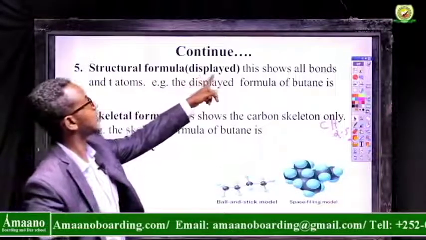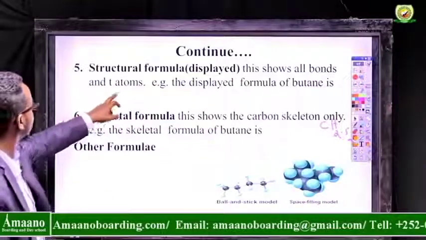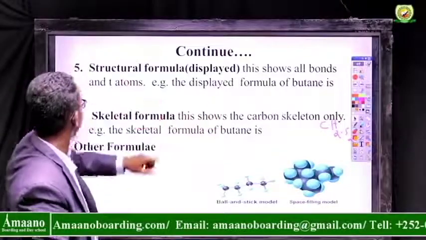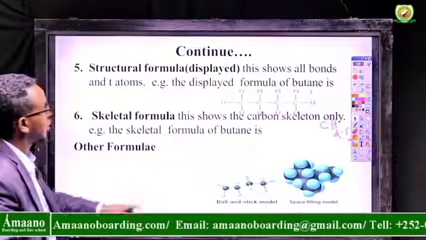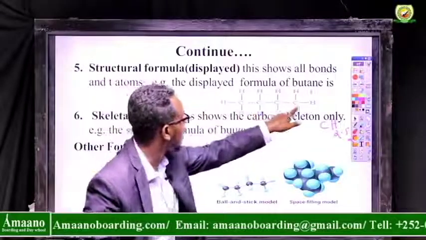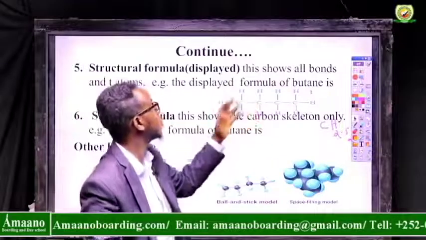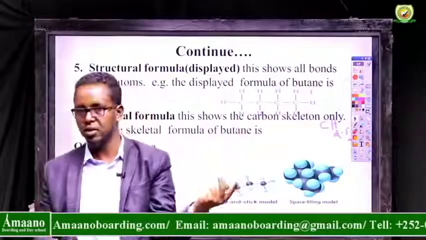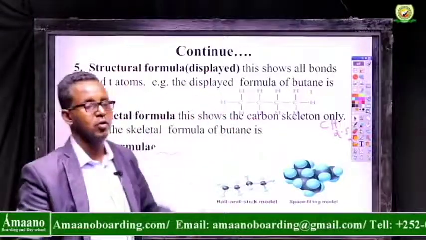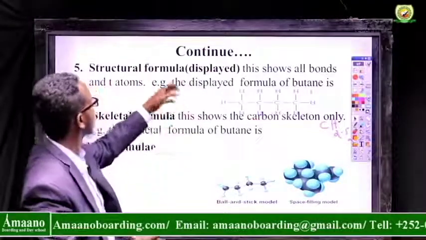The other structural formula is called the displayed formula. This shows you all bonds and atoms. For example, the displayed formula of butane. If you count the atoms, it is 4 carbon atoms and 10 hydrogens. Same principle as the previous one, but this shows all atoms and all bonds. The previous one is the condensed structural formula. The displayed formula is sometimes called the expanded formula.